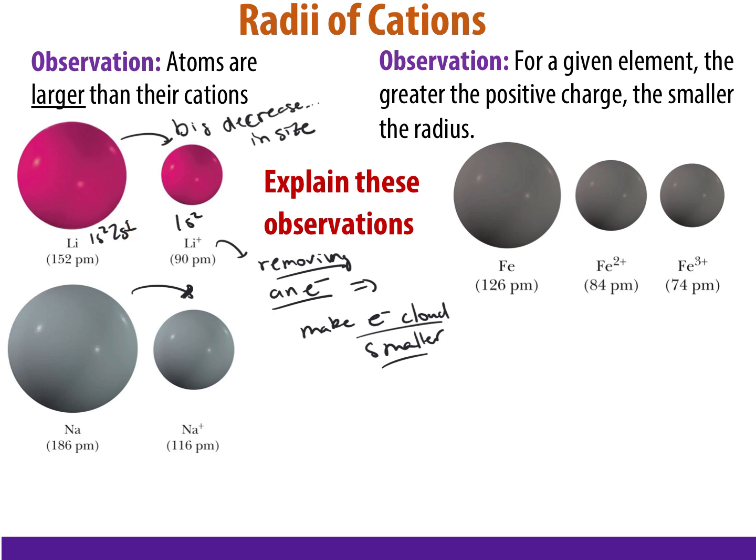That n equals 2 shell was much further from the nucleus, much more spread out, and now this very, very small 1s orbital is the only thing that's left. So because we removed that whole valence shell, we saw a big decrease in size. Same thing for Na+.